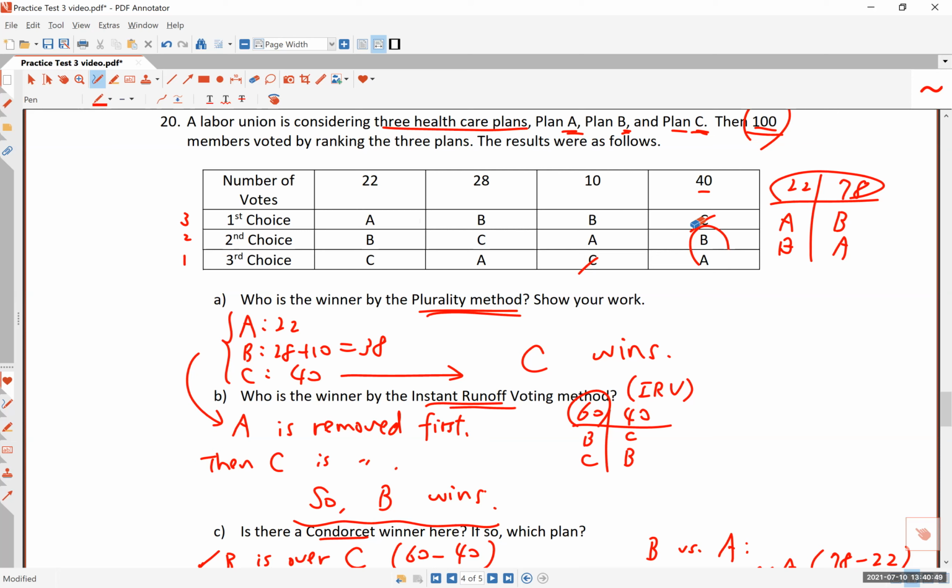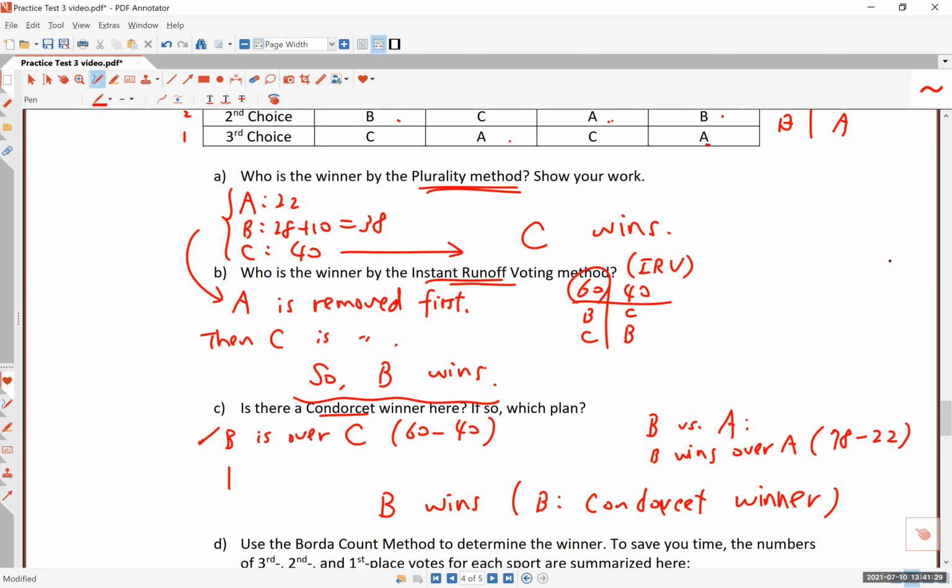Let me go ahead and erase everything. So A gets 22 times 3, and A gets 10 times 2, and then A gets 28 plus 40, which is 68, times 1. You add them together, right? B gets 38 times 3, and B is here and here, that's 62 times 2, and so on. So you have to do manual calculations.